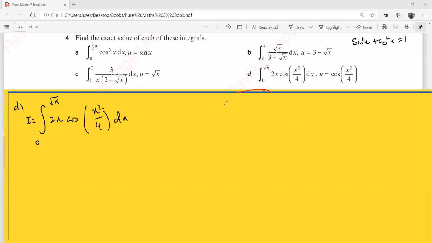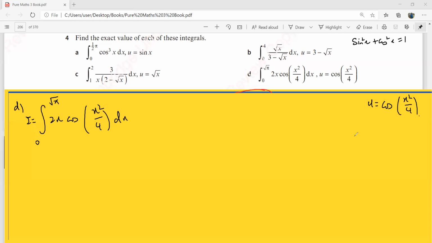And we have been given the substitution, which is, let me write it here, u equal to cos of x square over 4. Okay, I'm quite sure that this cos of x square over 4 will be changed with the u, but I'm sure I'm going to get 2x when I differentiate this, and that will be 2x dx. That will help us to write here the things in terms of u.